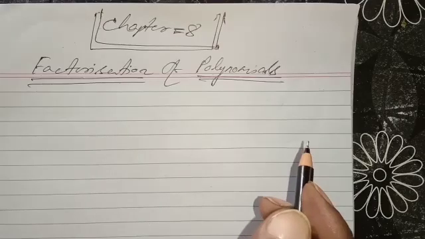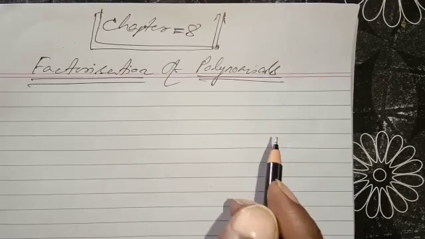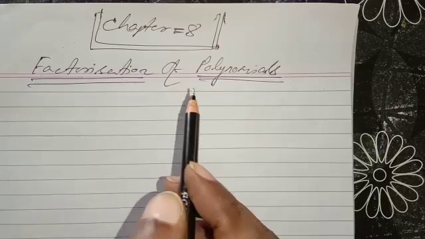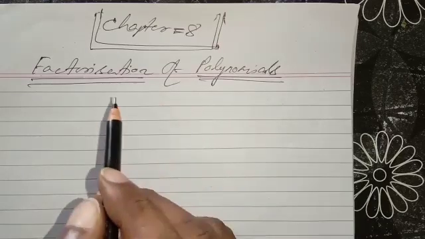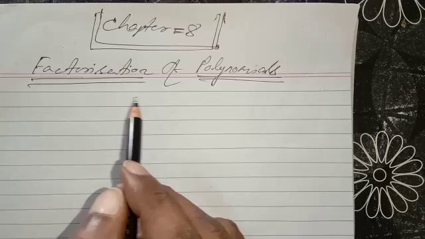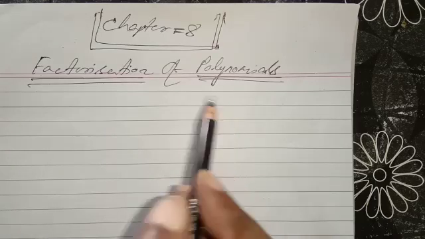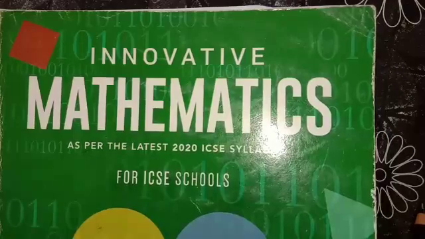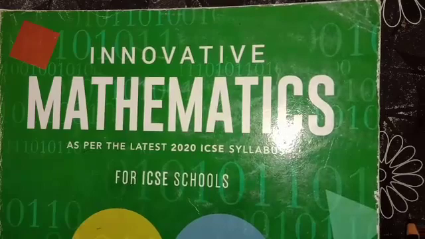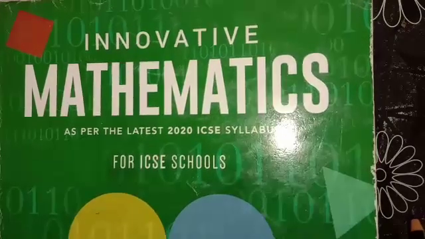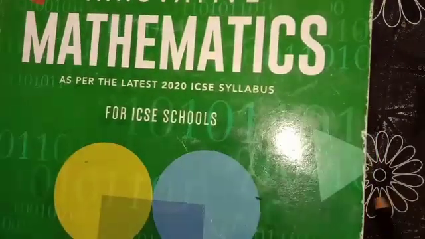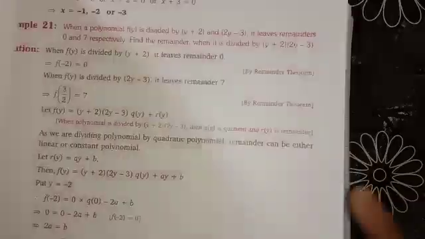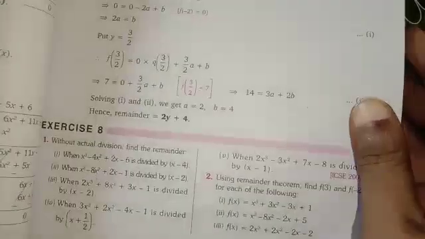Good morning to all. Today our chapter is chapter 8 from the book Innovative Maths. Chapter name is Factorization of Polynomial, from the book Innovative Maths for ICSE. I am going directly to the exercise.